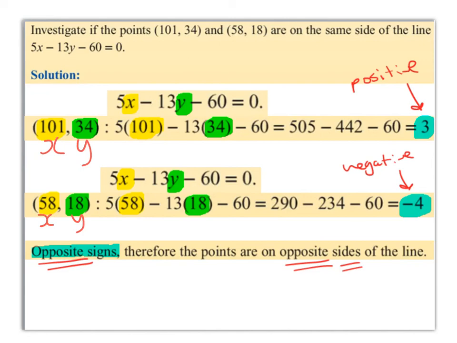If they had been the same, if they'd both been positive or both been negative, they would have been on the same side of the line. And if they'd both been 0, they would have been on the line.